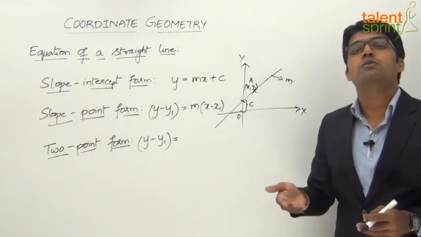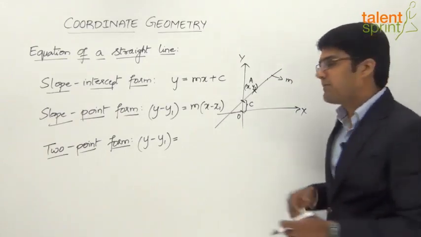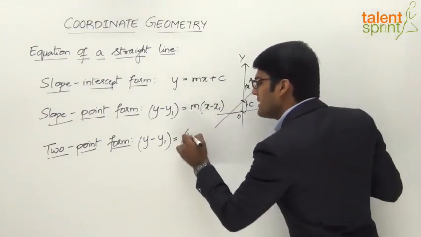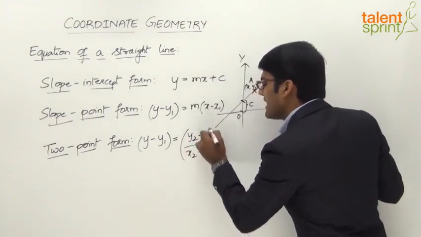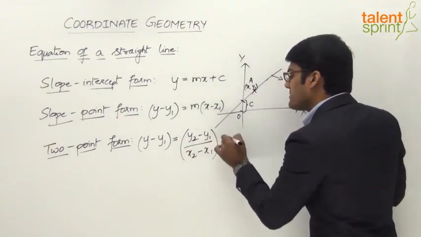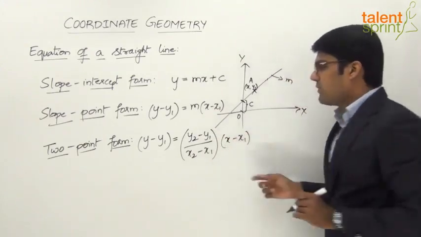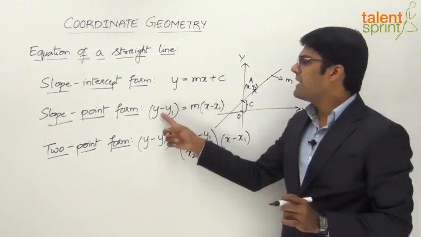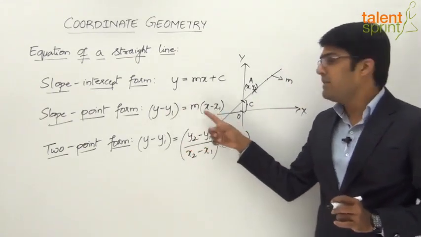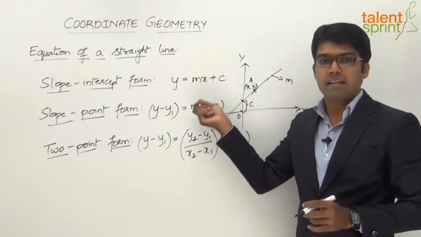How do we take it? y2 minus y1 by x2 minus x1. So m can be replaced with y2 minus y1 divided by x2 minus x1, into x minus x1. If you look at slope point form and 2 point form, they are similar to each other. y minus y1 equals m into x minus x1, where m is the slope. The slope was directly given to us.